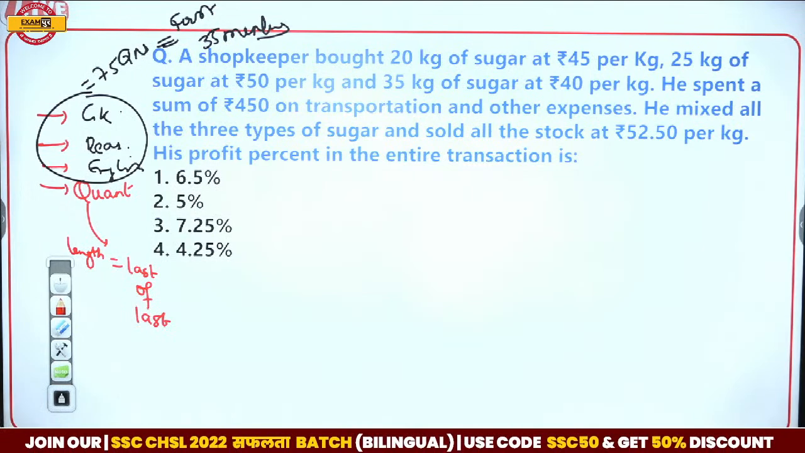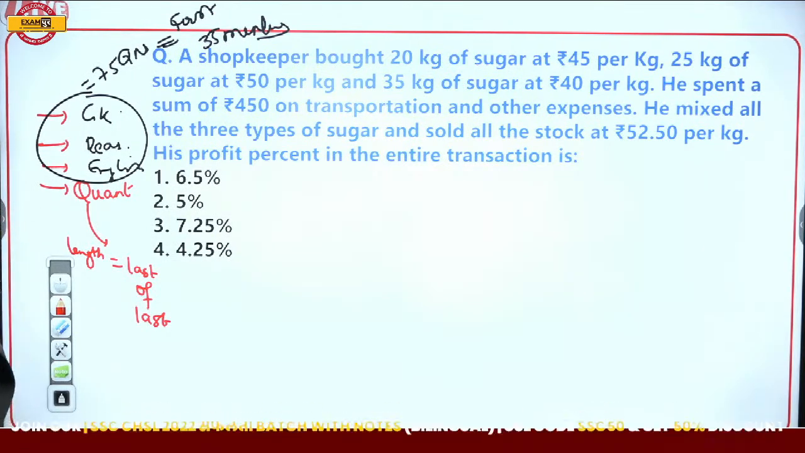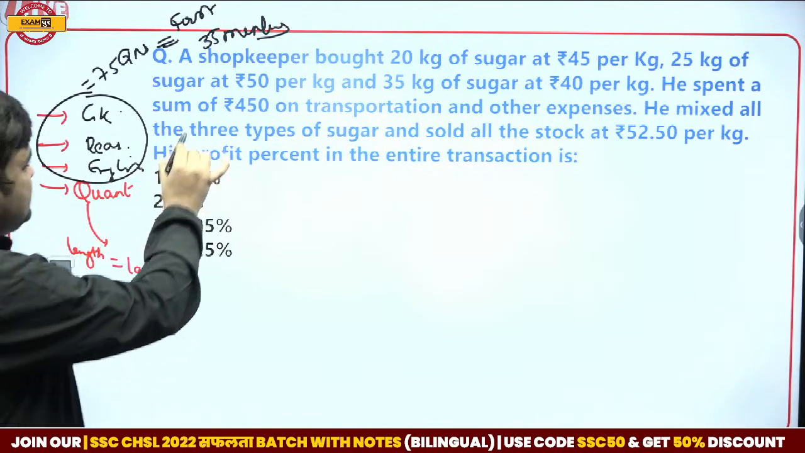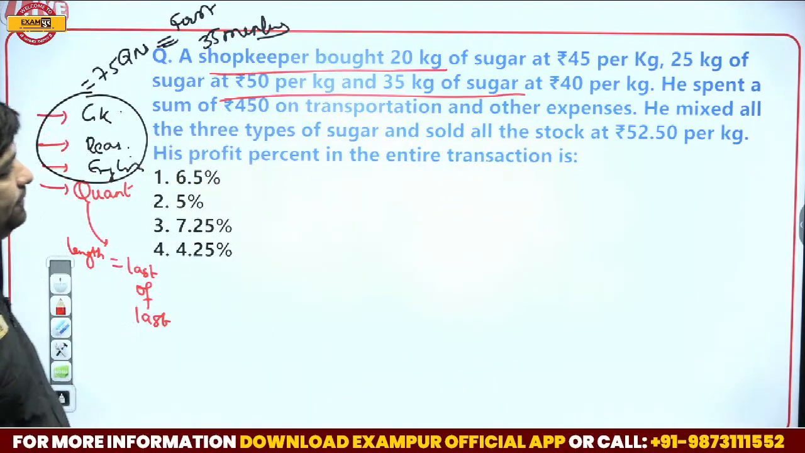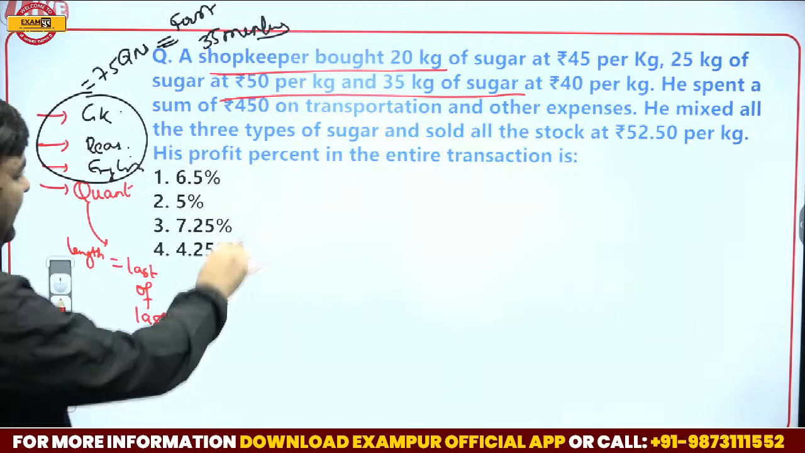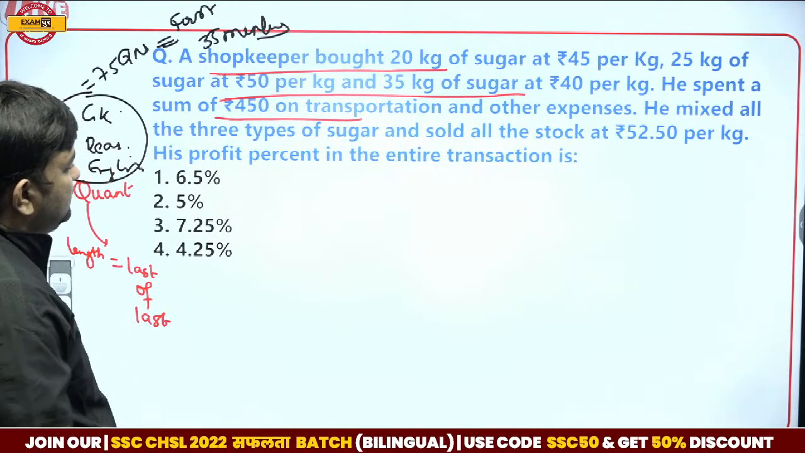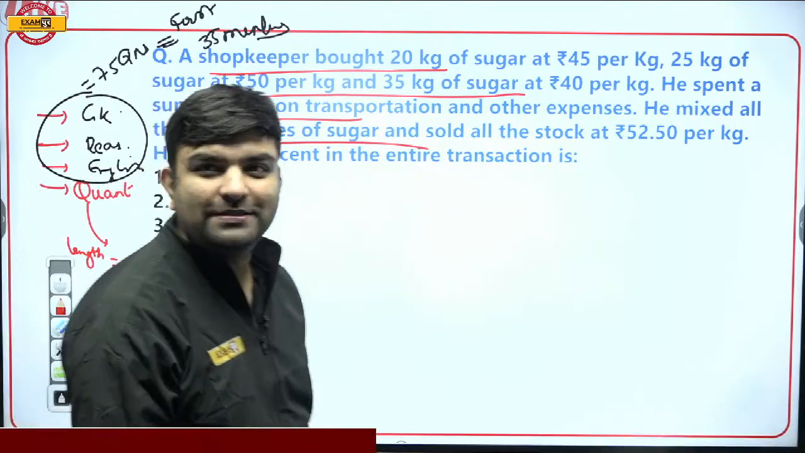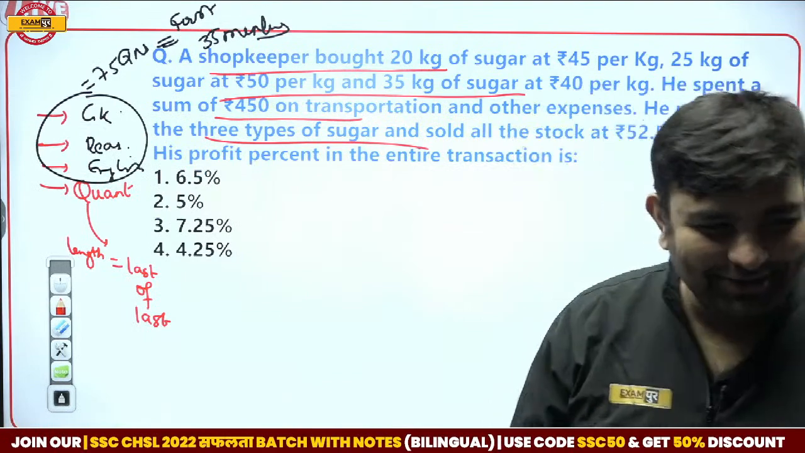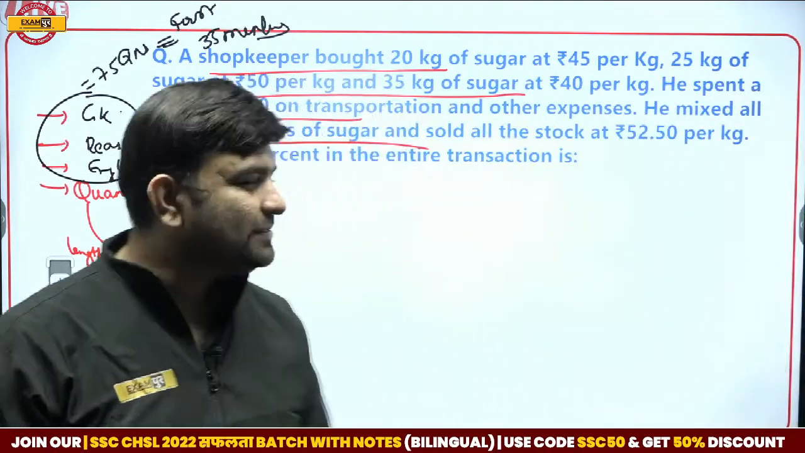20 kg of sugar at 45, 25 kg at 50, and 35 kg at 40. Find out the average CP, add transportation in the CP per kg, and find out what is the percentage. Should I do it? Chalo, let me do it.